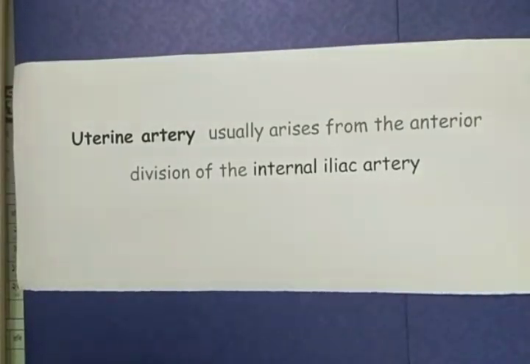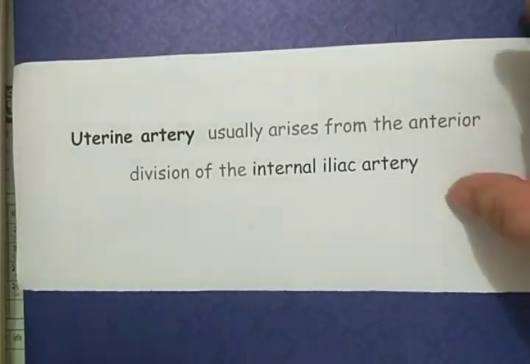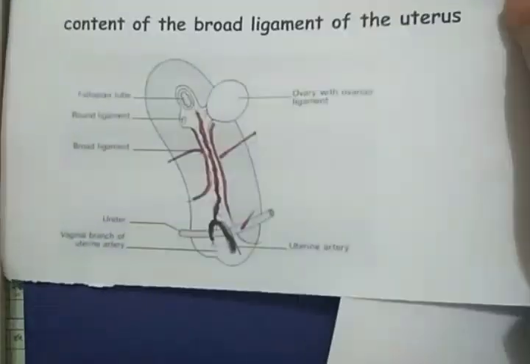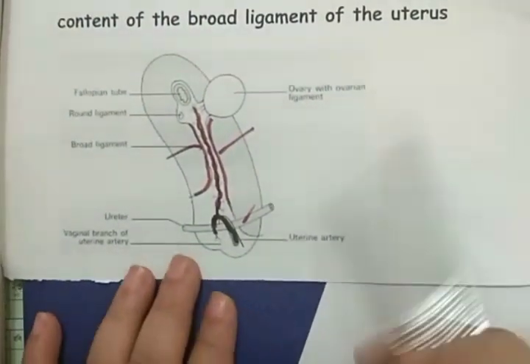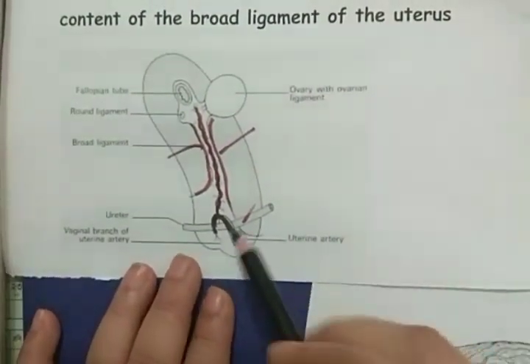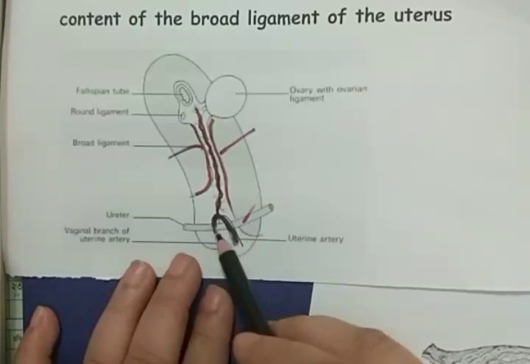In this video, I discuss the uterine artery. It is the branch of the anterior division of the internal iliac artery. The uterine artery crosses the ureter anteriorly. This is the ureter. It crosses the ureter anteriorly.